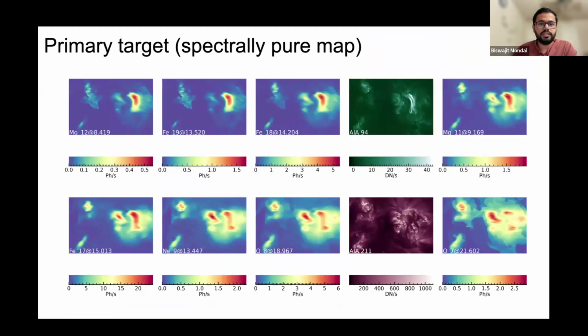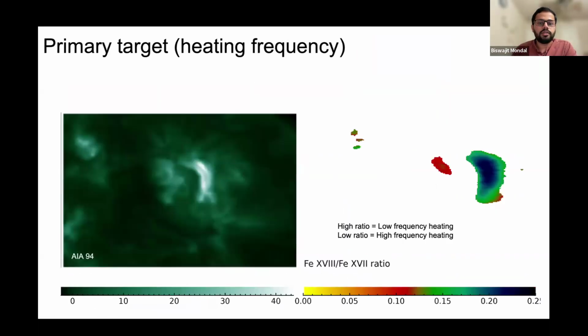Similarly, these are spectrally pure maps where we can get magnesium 12, iron 19, which are basically hot emission, as well as cool structures of oxygen 8 or so. Also, as we have multiple ions of the same element, from the ratio of them we can infer what kind of heating frequency is happening in the plasma environment.